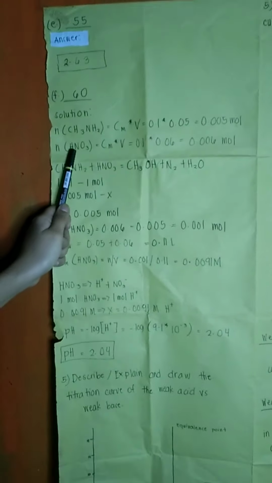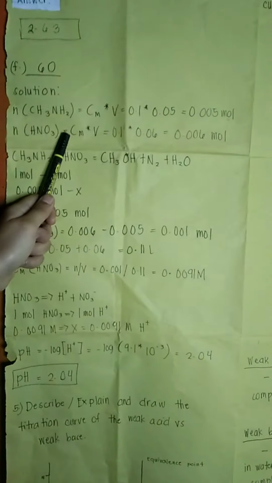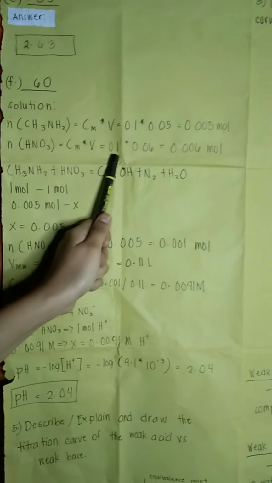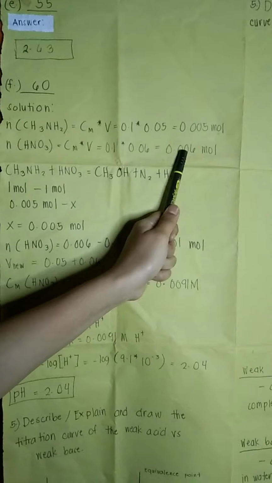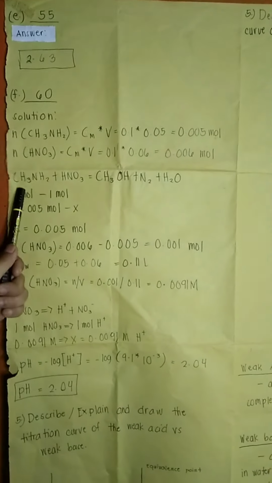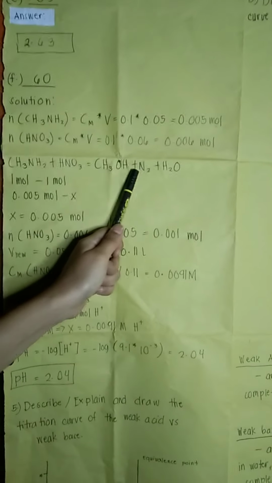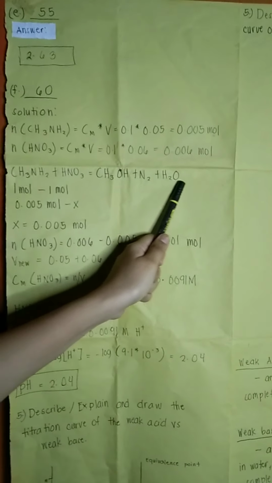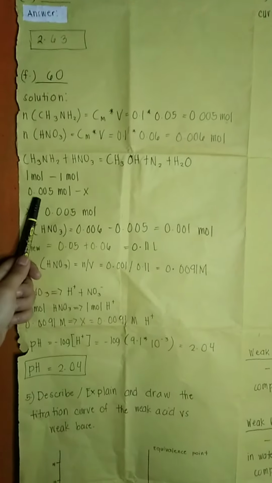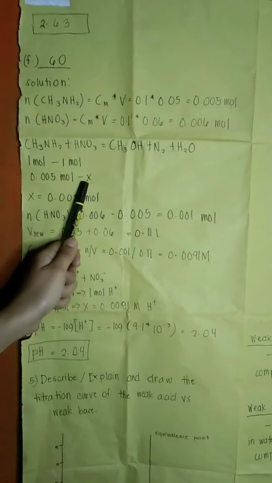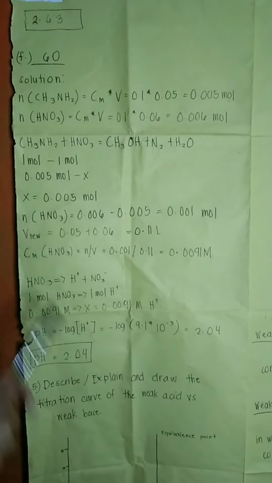n of HNO3 equals Cm times V equals 0.1 times 0.06. We can get 0.006 mole. If we balance this, we can get this answer. CH3NH3NO3, which is water. 1 mole minus 1 mole. 0.005 mole minus X. X equals 0.005 mole.